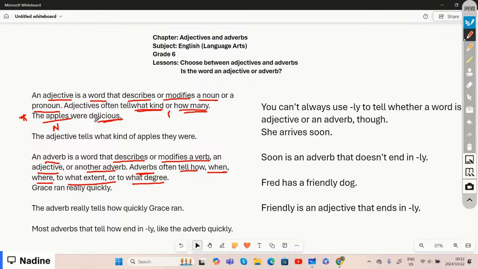All right. So once again, an adverb is a word that describes or modifies a verb. Remember, if we look at the difference between an adjective and an adverb, an adjective describes or modifies a noun, whereas an adverb describes or modifies a verb, an adjective or another adverb. And adverbs often tell us how, when, where, to what extent, or what degree.